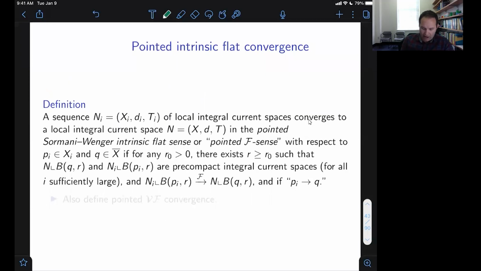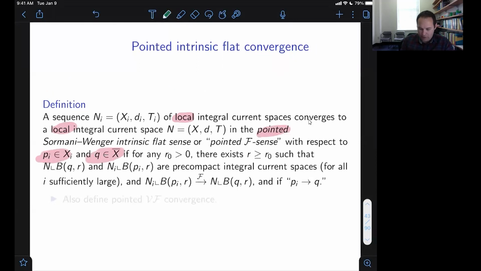We have that here. So now we have a sequence. Let me just draw attention to the differences. It's a local integral current space. So it has only locally finite mass, converges to one of those same types of objects. And now the pointed sense, pointed, you have to specify points.